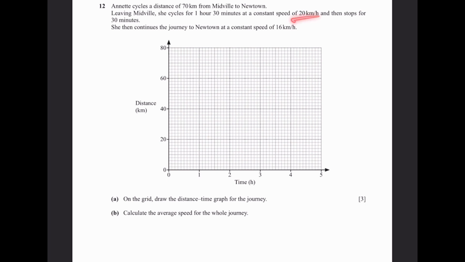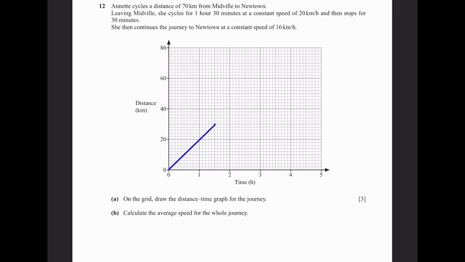So at a constant speed of 20 kilometers an hour, 1 hour 30 minutes is traveled. So the time will be over here in this line. The distance is 20 into 1.5, which is equal to 30 kilometers. So it will be over here. So you can mark the point and draw a line from here to there.